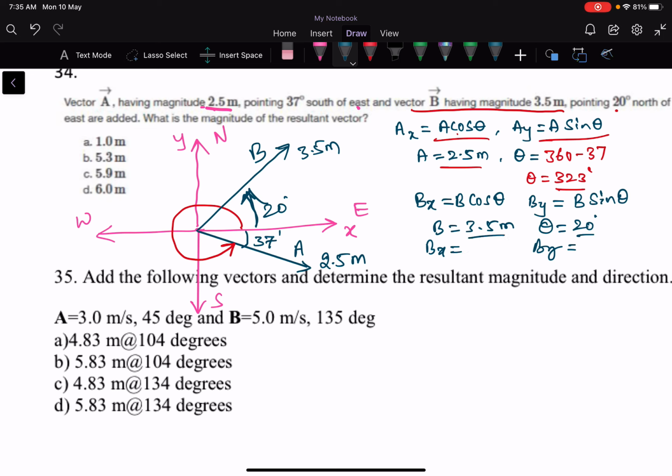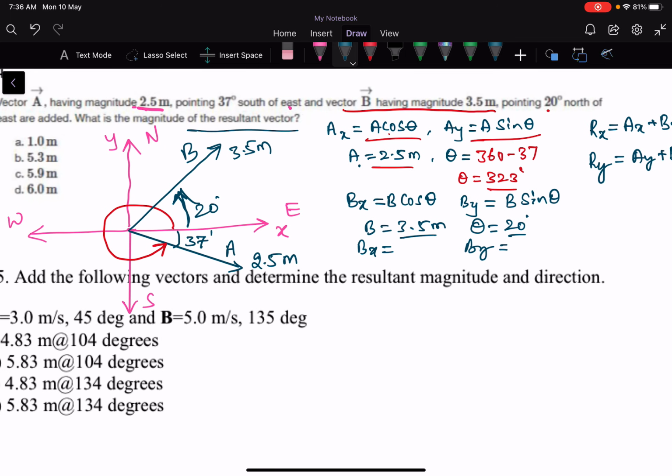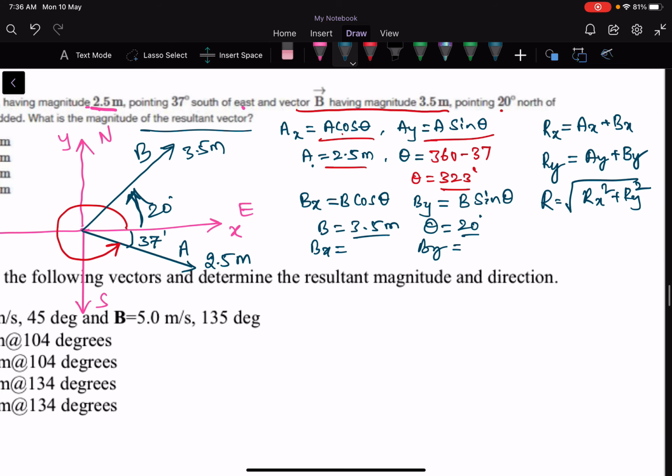So after finding Ax, Ay, Bx, By, add x components. That means add Ax and Bx. Resultant of x component is Ax plus Bx. You will get this value. Similarly, add y components to get the resultant along y-axis, Ay plus By. He has asked to find the magnitude of the resultant vector. Magnitude is R equal to under root of Rx square plus Ry square. Okay? Right.